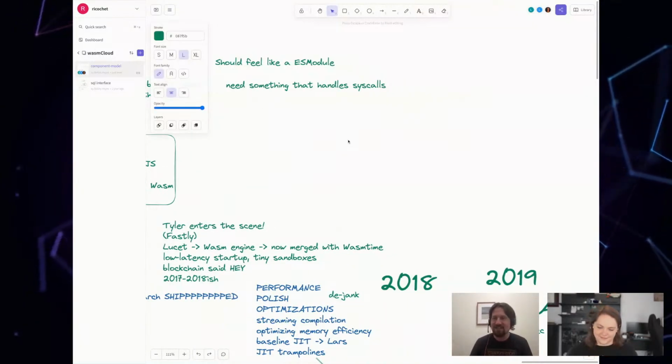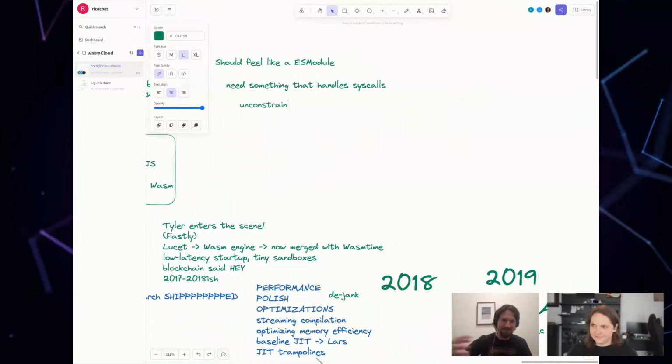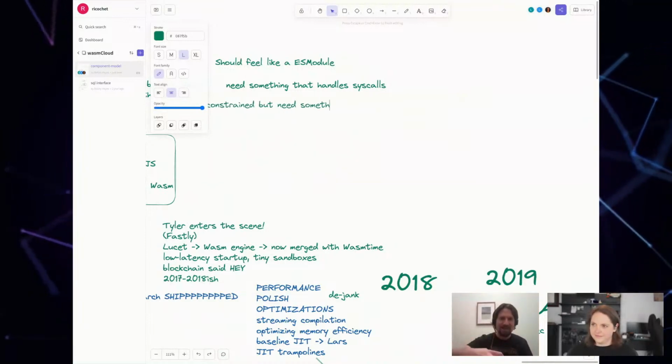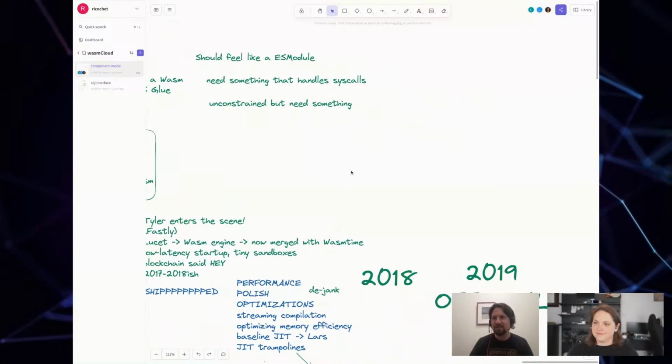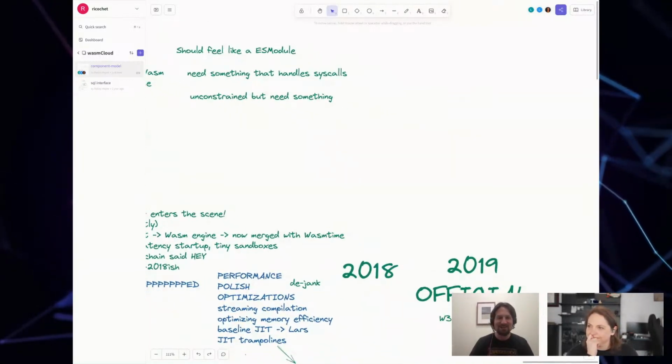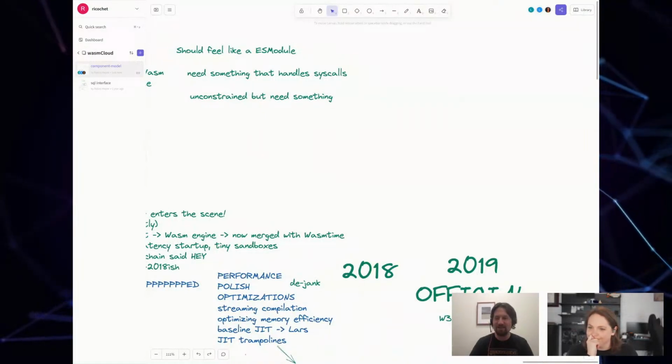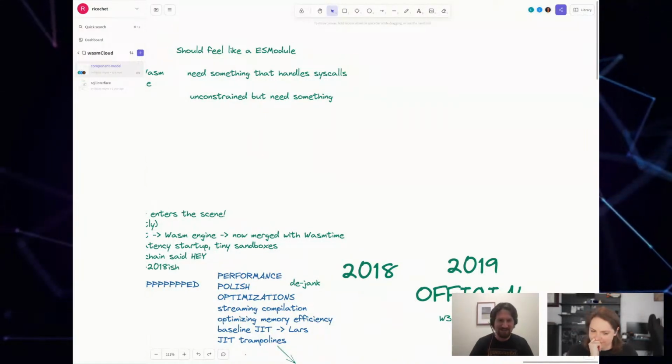It was a very unconstrained time, but we knew we needed something, and then we started seeing the outside-the-browser use cases showing up, and that helped make things more concrete. Yeah, we kind of need to do this, and we need to do it before something kind of awful becomes the standard accidentally.